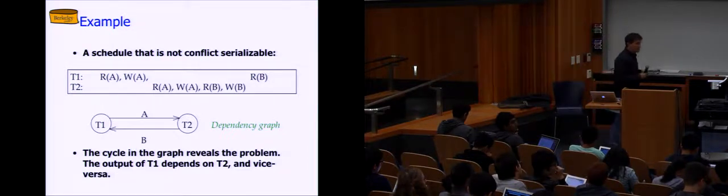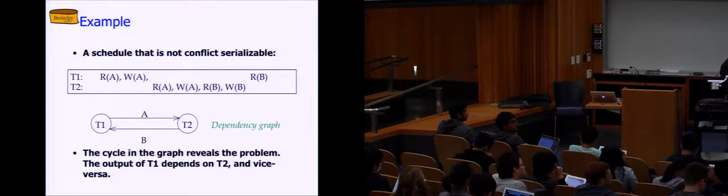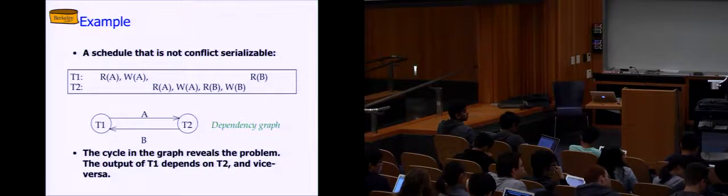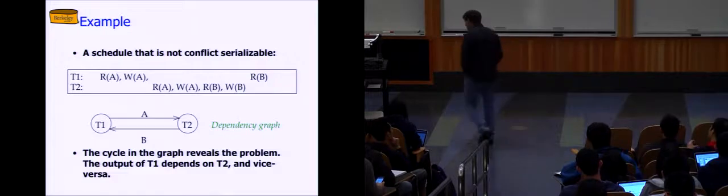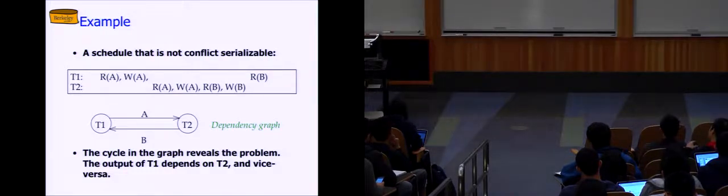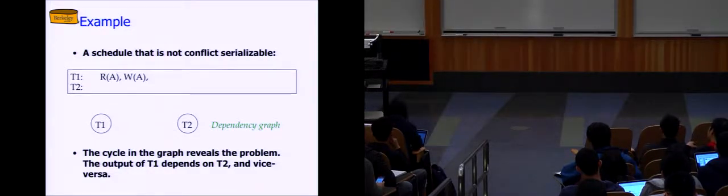Yes? So in your previous example, where we couldn't conflict serialize T1 and T2, because we moved the read over, we couldn't move the write over in either direction. So would that mean T1 is dependent on T2 and T2 is dependent on T1, and they're both on A?